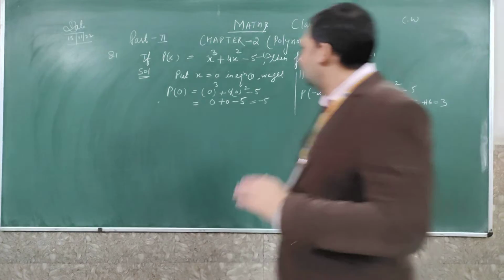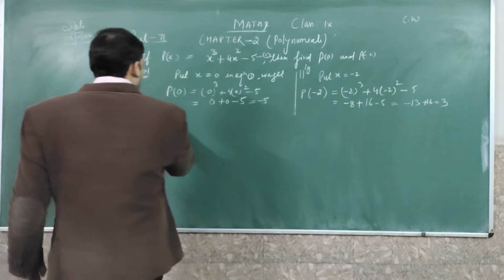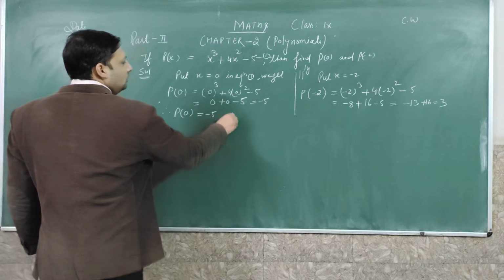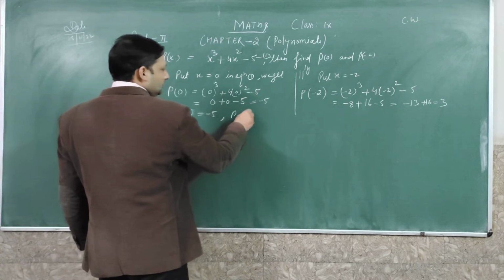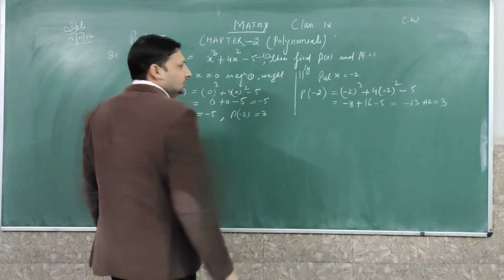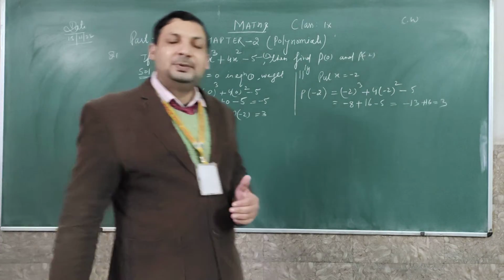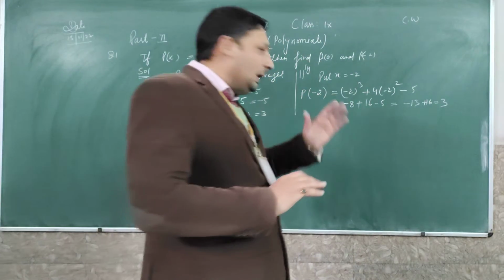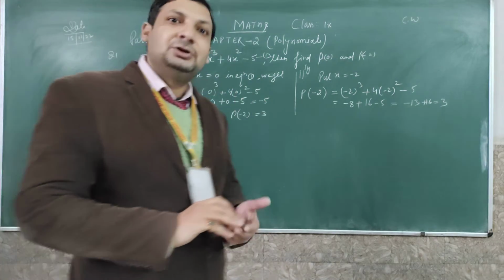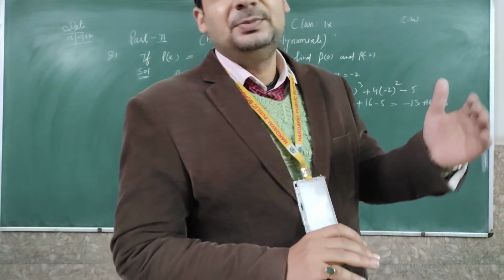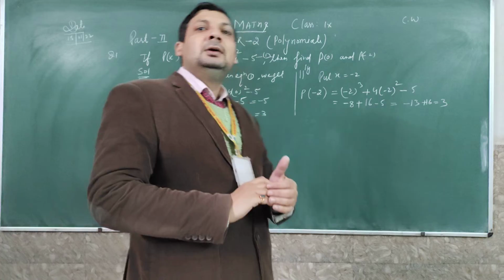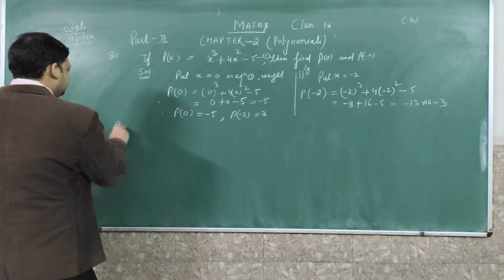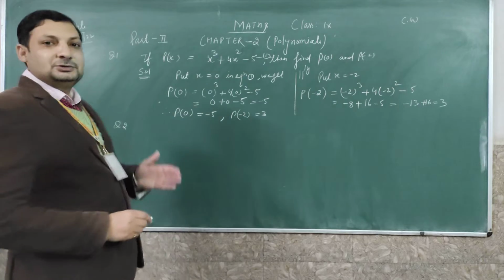So this is the solution. In the last we will write: therefore p(0) we have got equal to minus 5, p(minus 2) we have got equal to 3. This is the method to write solutions when we have to solve questions. In the online class we cannot solve each and every question, but these basic things I am telling you have to be followed in different questions. Now I will take the second question: find zeros.